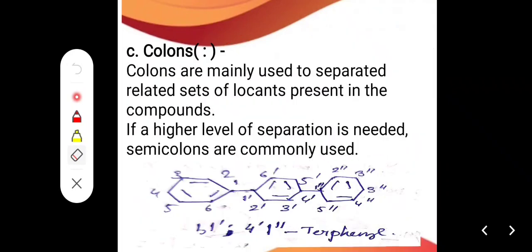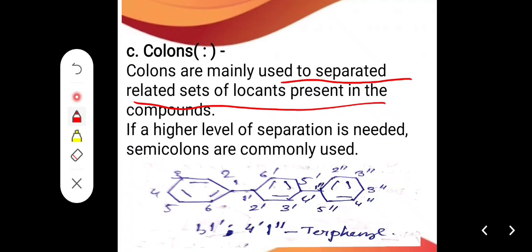Next one, colons. Colons are also important. Colons are mainly used to separate related sets of locants present in the compounds. That is also related. They are not only the separation of two locants. There should be separation of two related locants that can be separated out by colons.